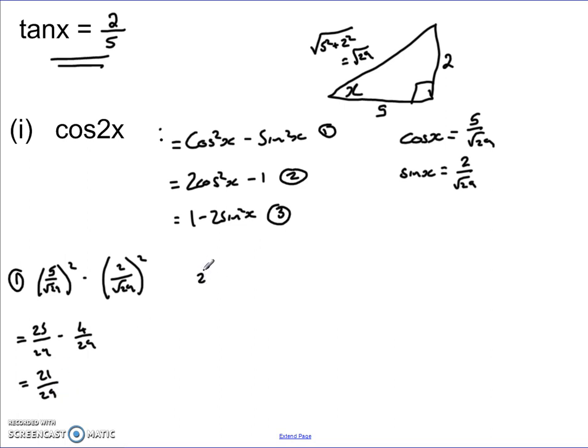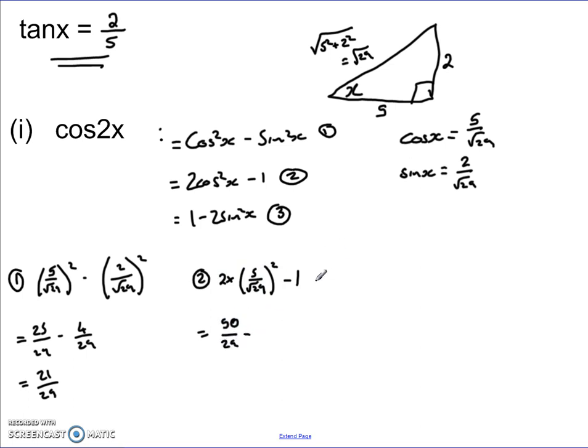If I was to use the second expansion, 2 cos squared x minus 1, that would be the same as doing 2 times, well, cos x was 5 over root 29, so that would be 5 over root 29 squared, take away 1. 5 over root 29 squared gives me 25 over 29, but I'm timesing it by 2, so that would then give me 50 over 29.